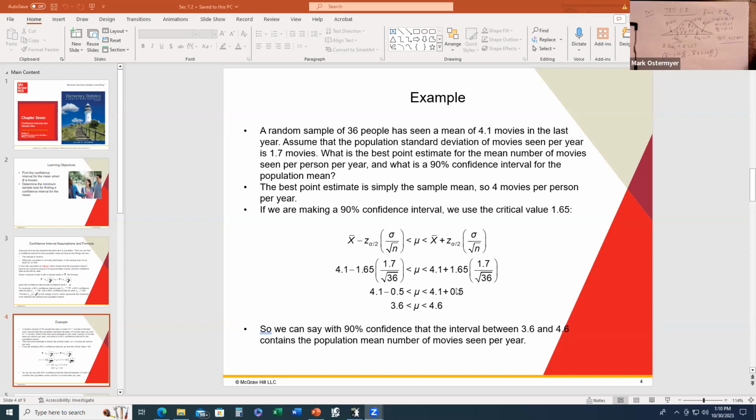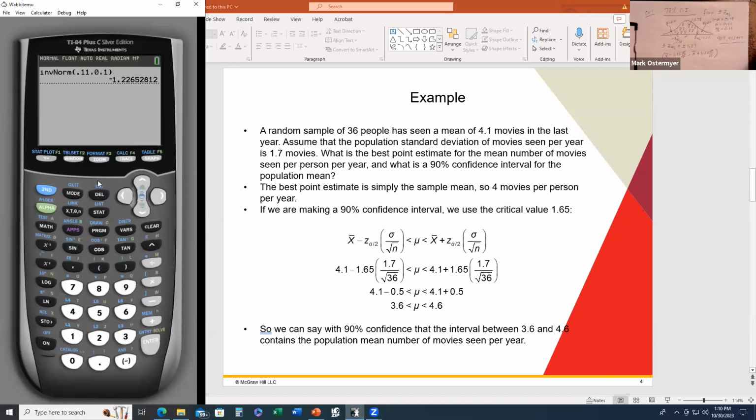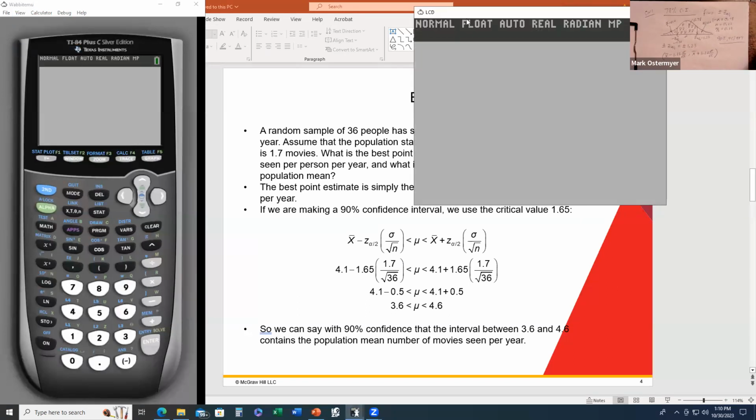But now let's take the express way. Let's bring up our calculator. And I'm going to show you the quick way for building confidence intervals for an unknown population mean mu when the population standard deviation is known.